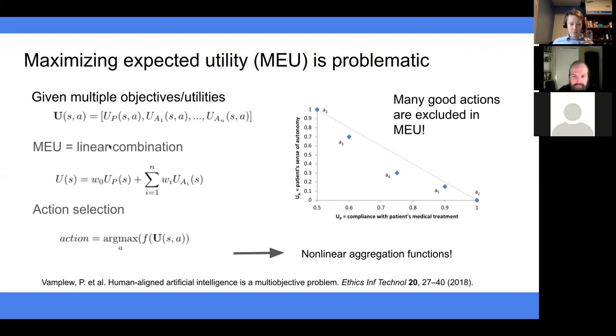This has been argued in Peter Vamplew's 2018 paper. Many good actions are excluded using maximum expected utility. Many good compromise solutions between different values. So we wanted to look at nonlinear aggregation functions for balancing out different objectives.